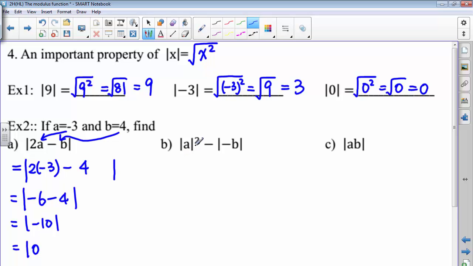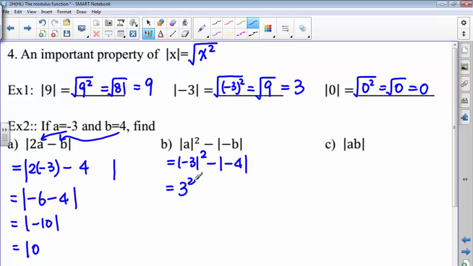The absolute value of A squared minus the absolute value of -B. The value of A is -3, so let's plug in. Then squared, minus 4. Plug in 4 for B.